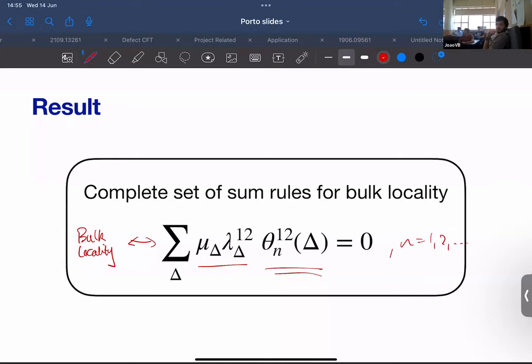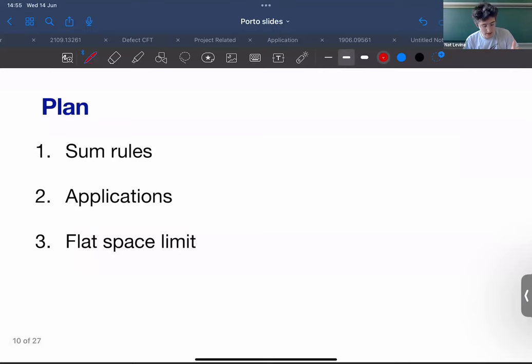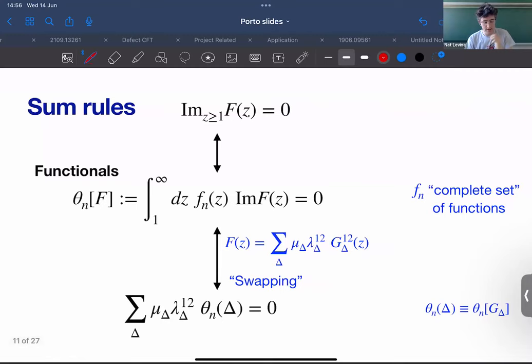Great. Okay, so the plan is first I want to explain how to derive these sum rules. Then I'll talk about some applications, and finally I'll discuss the flat space limit when these form factors become flat space form factors. So first, let's start with the sum rule.